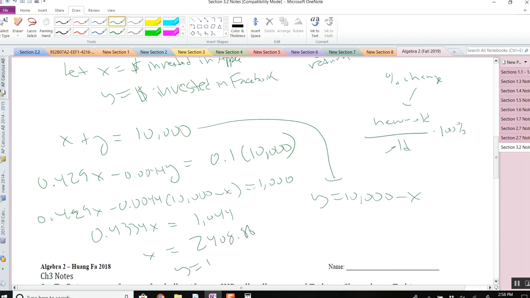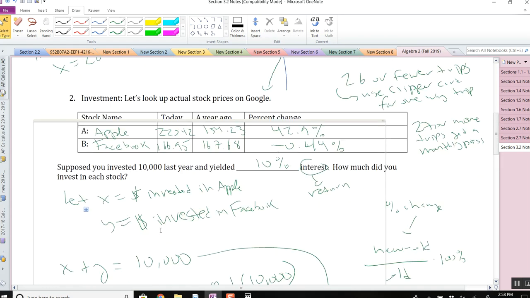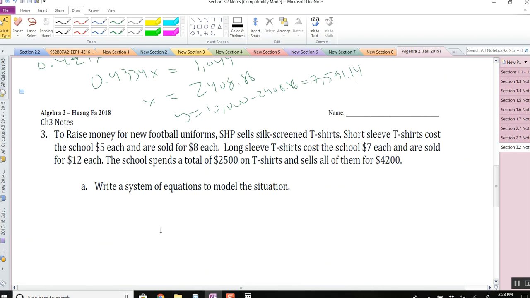And of course, y would be 10,000 minus that, which I think is 7591.14. So obviously we have most of our money in Facebook, not enough in Apple. Probably should have spoken to a financial planner to make better choices. But yeah, this is a good example of a system of equations.